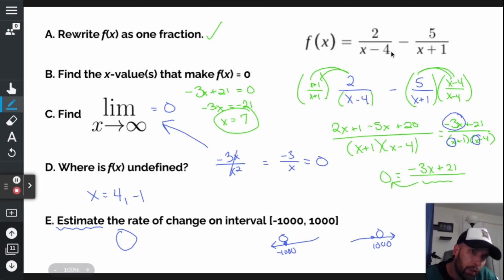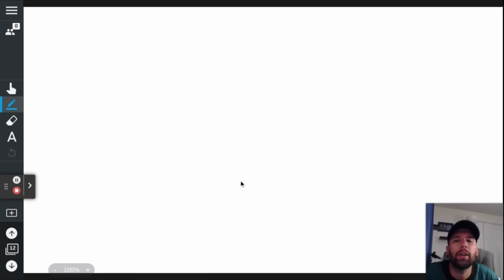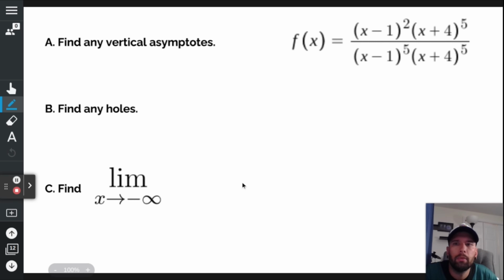And if I plugged in negative 1,000, I would basically get 0 minus 0. And so 0 minus 0 is 0. Not fun. Multiplicity everywhere. Find any vertical asymptotes. Well, okay, I can do this. Now, let's ignore that problem for a second.